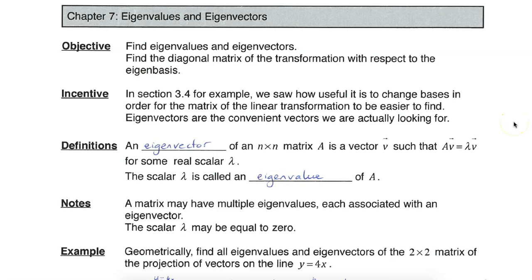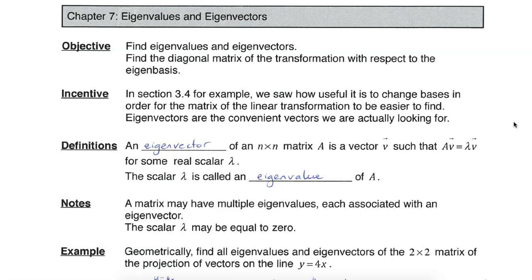Welcome. Chapter 7, Eigenvalues and Eigenvectors. This is a big thing in linear algebra. Eigenvectors are vectors that are ideal to form a basis. These are the vectors that we would like to pick for our basis, and the eigenvalues are tied to the eigenvectors. So we will see how to find eigenvalues and eigenvectors, and we will find the matrix of the transformation with respect to the eigenbasis.